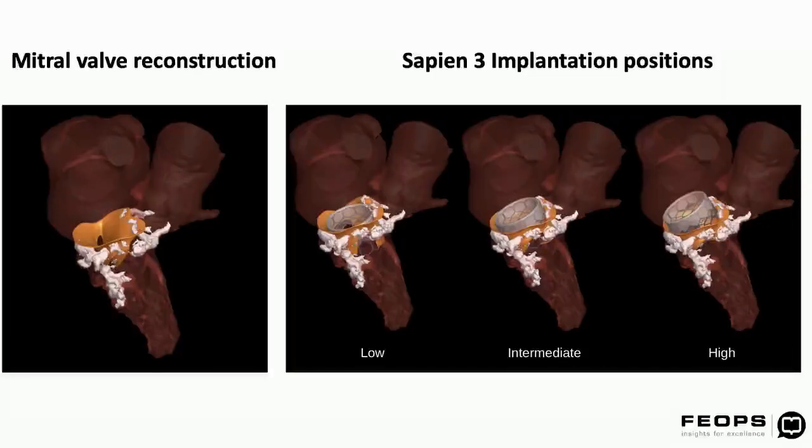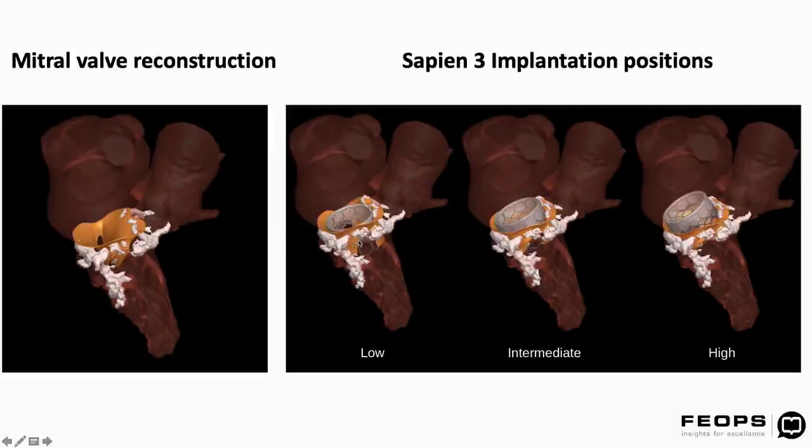So on this slide, you can see on the left-hand image a mitral valve reconstruction with a mitral valve annulus calcification, and on the right-hand side, you can see a SAPIEN 3 being virtually implanted onto the simulated model. You can see the calcification here and the SAPIEN 3 valve.